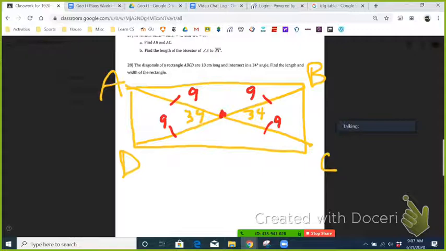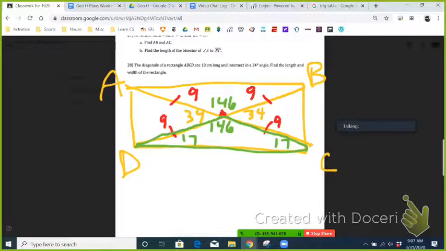Alright, and then I can also figure that these angles adjacent to 34 degrees are 146 degrees. And then, since these are isosceles triangles, you could figure that these angles are each 17 degrees. And so now we have enough information to find each side length.